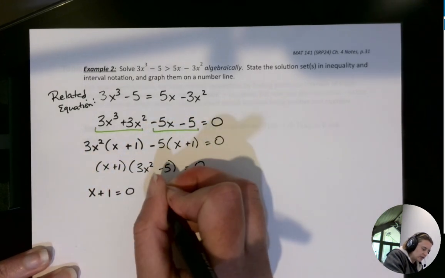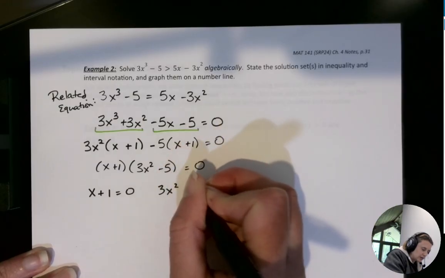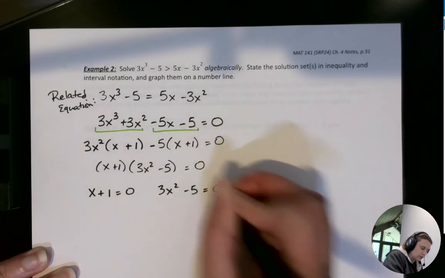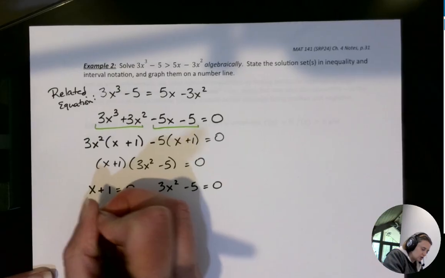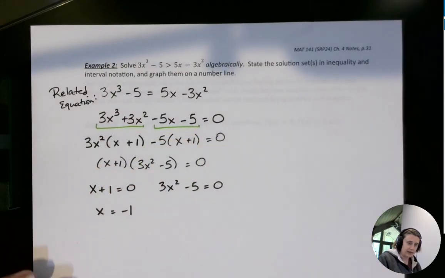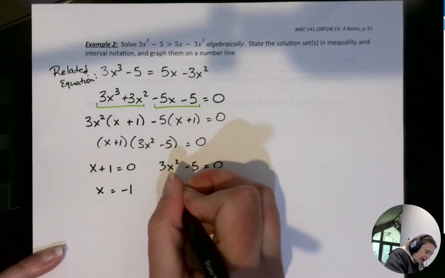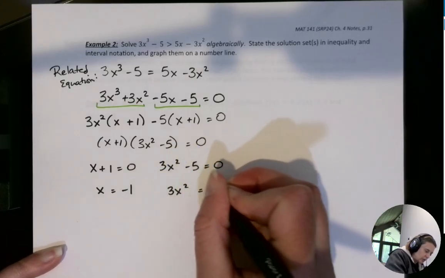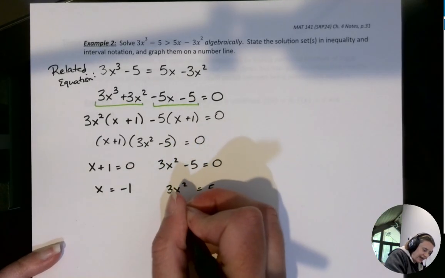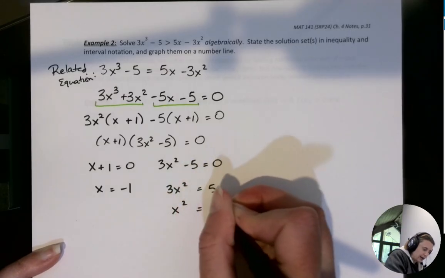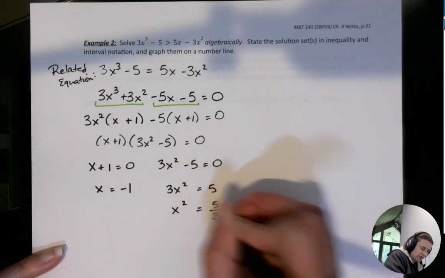X plus 1 equals 0, and 3x squared minus 5 equals 0. The solution to the first part would be x equals negative 1 if you subtract that 1 over. The second part, we're going to add our 5, so 3x squared equals 5. We need to divide by 3, so x squared equals 5/3.